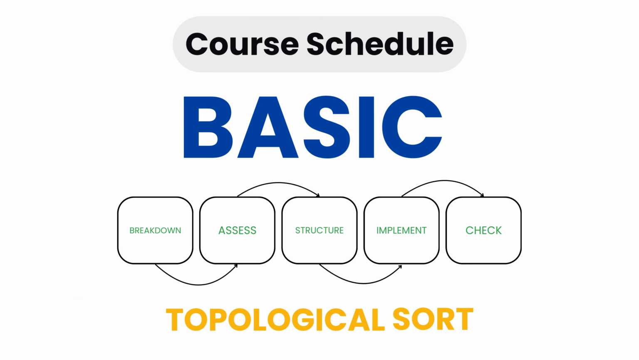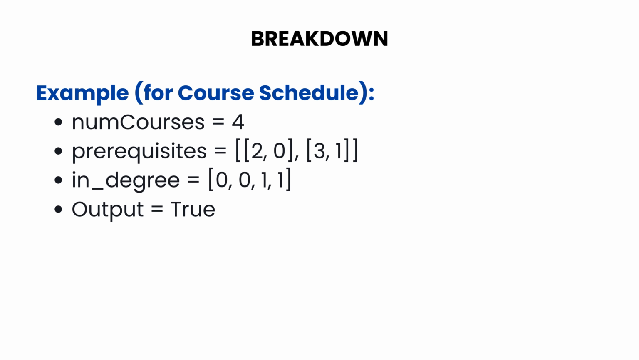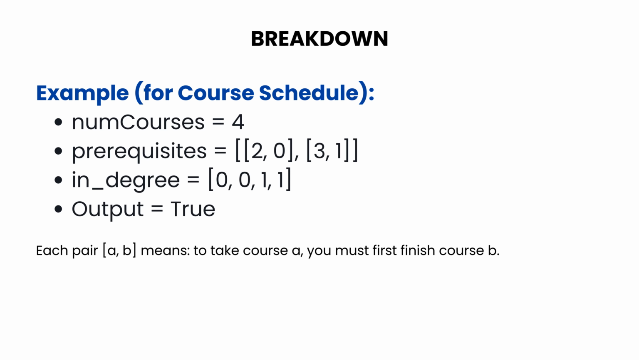Let's break down Course Schedule with the basic method, a stepwise approach that builds deep understanding for any cycle or topological ordering question. Let's break down the problem. You're given numCourses, the number of courses, and a list of prerequisite pairs. Can you finish all courses? Each pair, A, B, means, to take course A, you must first finish course B.